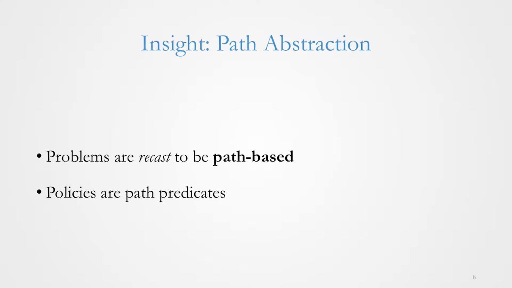Let's talk about that. The first insight we have is the path abstraction. All of these optimization problems are recast to be path-based. The second thing is we apply policies to your network by applying predicates to the paths. So let me talk about these in a little more detail. First of all, path-based recasting. If you think about your classic networking problems, such as MaxFlow, you can write a lot of them as integer linear programs or linear programs.